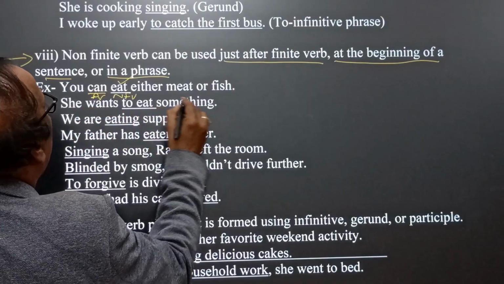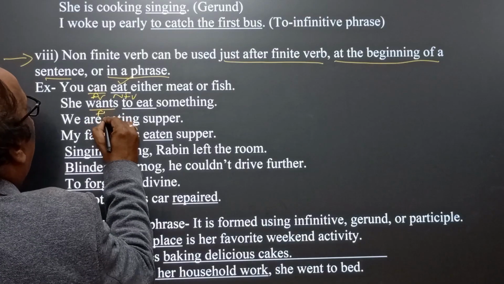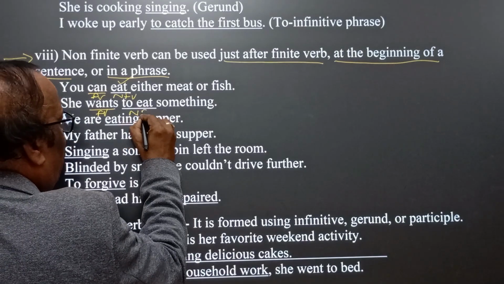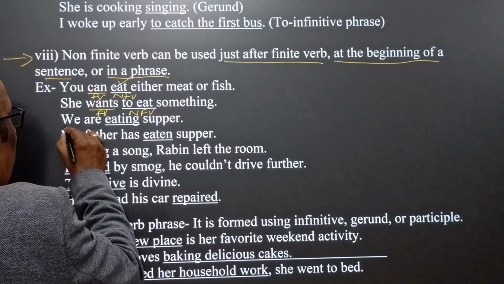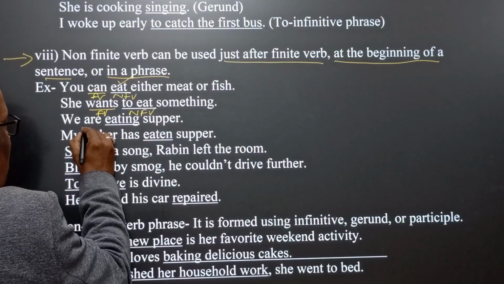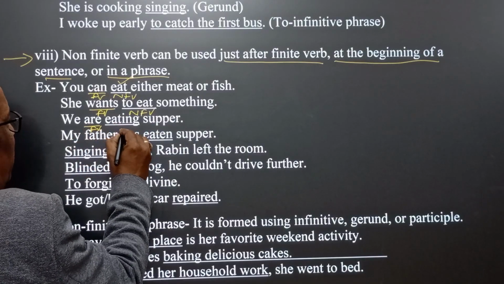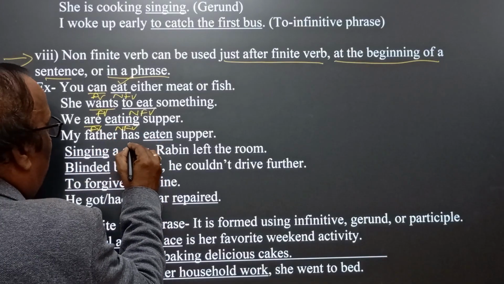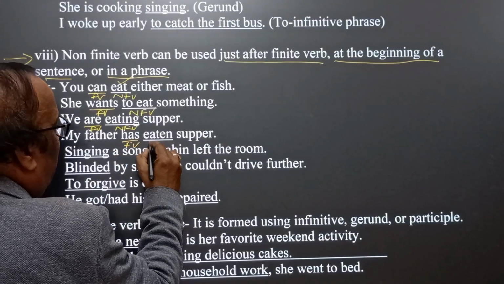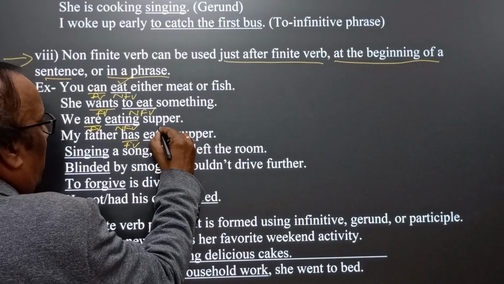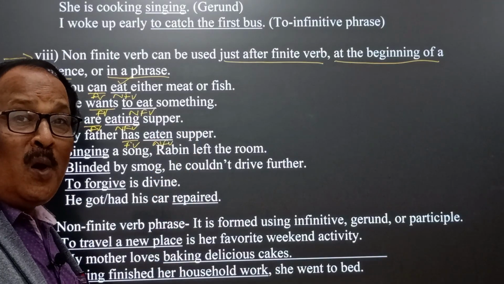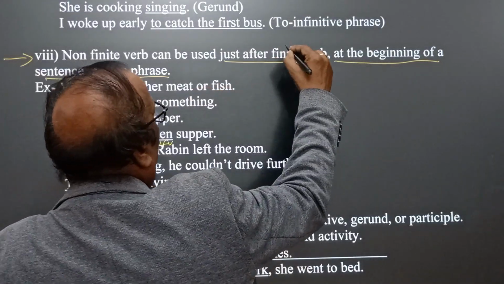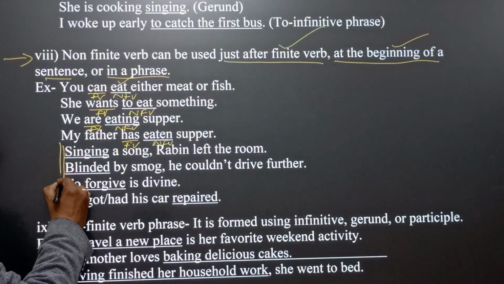She wants to eat something. Here wants is the finite verb because it carries tense, but to eat is the non-finite verb. It does not carry tense. We are eating supper. Here are is the finite verb. Eating is the non-finite verb. Okay. My father has eaten. Has is the finite verb. Eaten is the non-finite verb, and this is the past participle form of it. These are used just after finite verbs.